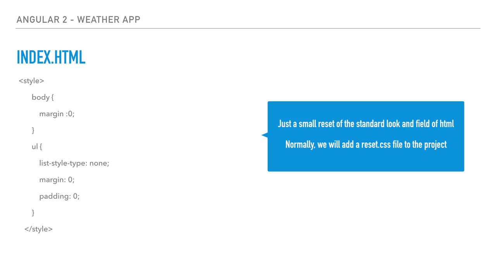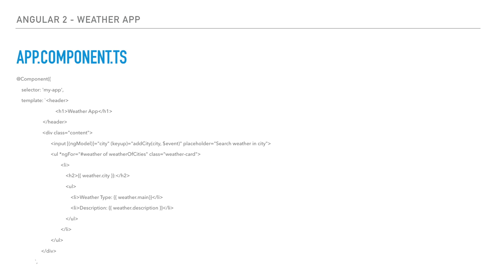So for our project, this is nothing related to Angular at all, but we will do a small reset. We can import the reset.css if you already have it. In our case, just to keep the example simple, we will just put the style tag and reset the body and reset the unordered list. We will do this later on with WebStorm.